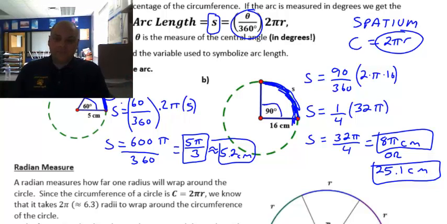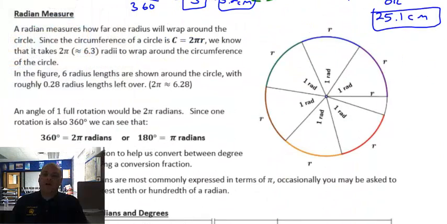All right. Now, we're going to talk a little bit about radian measure here. It's going to be difficult to understand, I think, the first time around in the video, and the more you do it, you'll understand it a little better. But basically, a radian, the A got cut off by the hole punch on your paper, it's supposed to say a radian, right? A radian measures how far one radius will wrap around the circle. All right? So here's the length of the radius.